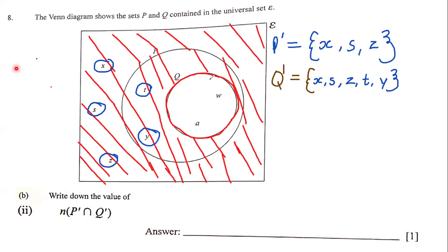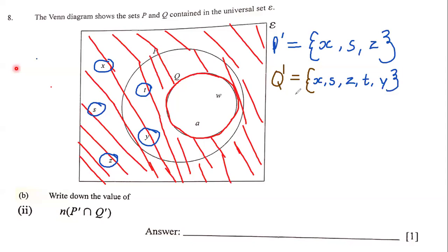Yes, sir. The same thing with P complement. We include all of the elements on the outside except for the ones that are a part of P. So we do not include T, Y, A, or W. All right, does that make sense? Okay, good. Right, so what does that mean? That means that we have to move on from this.